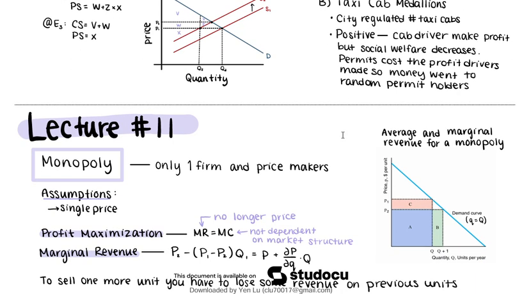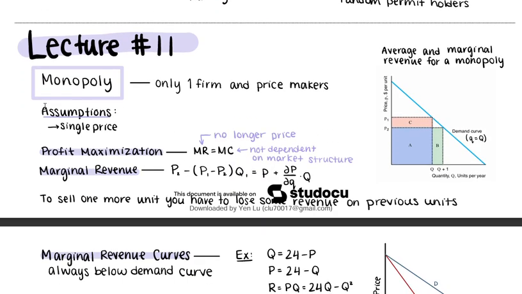Okay, so the next lecture is lecture 11. I'm going to talk about monopoly, which is only one firm and price makers. You should keep in mind that in monopoly, the firms can decide what price they are going to set, not just price takers, where it depends on consumers. Here's an assumption: single price. That means in this model we don't allow the monopolist to set up price discrimination.